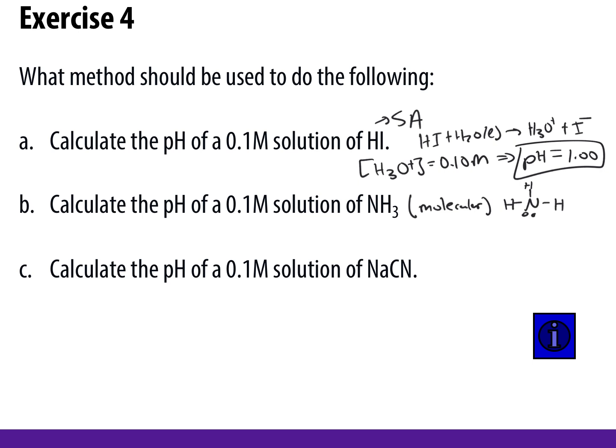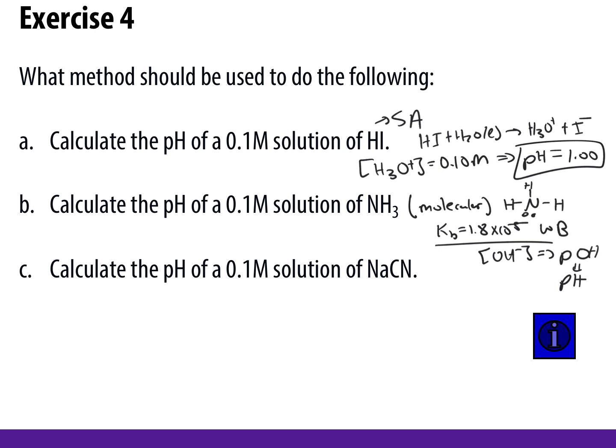We can look up ammonia in our table of bases, and we do in fact find Kb is equal to 1.8 times 10 to the minus 5. So it's a weak base. We have to make an ICE table, solve for x, use the OH- from the Kb reaction to get pOH, and then get pH from there. That's going to be how we would solve that.